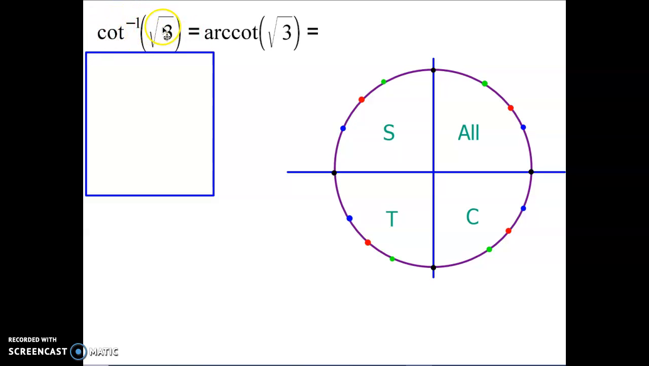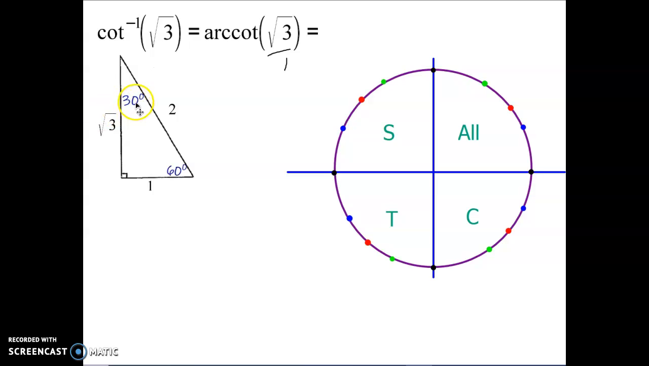Cotangent. Remember cotangent is the reciprocal of tangent, so the ratio for cotangent is adjacent over opposite. Look at the triangles, see if you can figure out which angle has a cotangent of square root of 3, which if you need to put that 1 under there so that you can see the ratio, square root of 3 over 1.